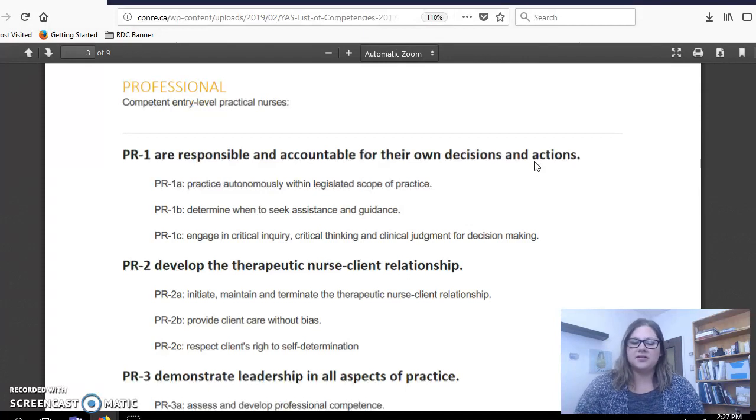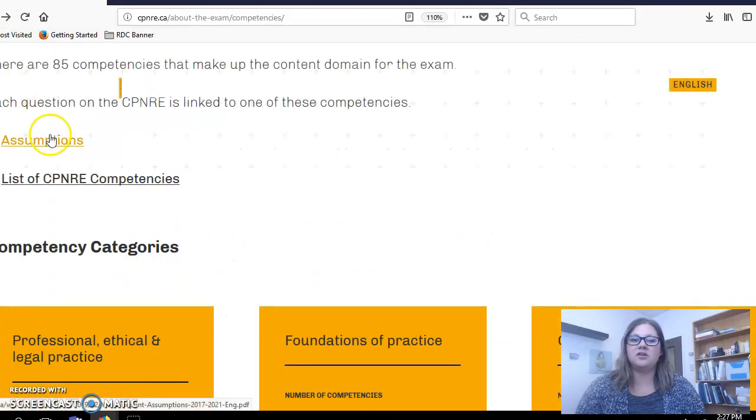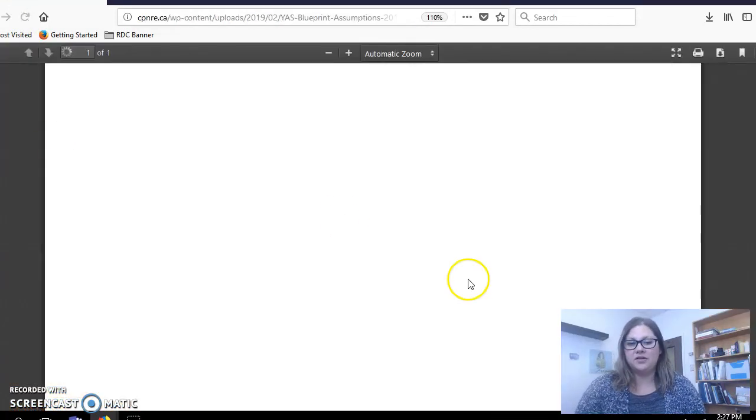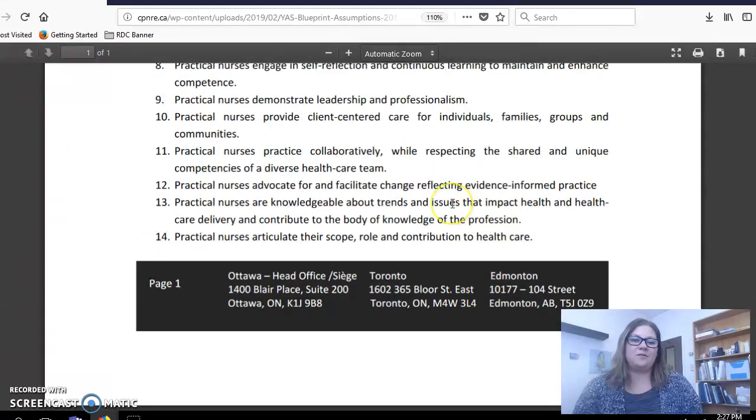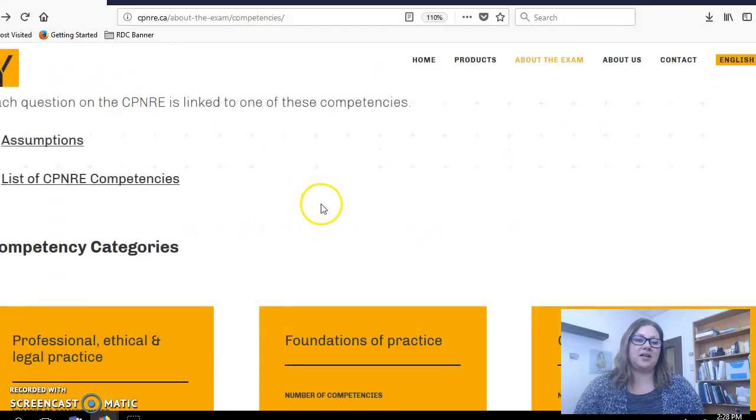There are assumptions about this exam that ASI talks about. They assume that you're going to be ethical, they assume that you're going to have proper decision making, they assume that you are going to reflect and you're going to practice collaboratively. So again, not a bad idea to see what they're assuming, because those are things they assume that you know and that you're always going to keep in the back of your mind.